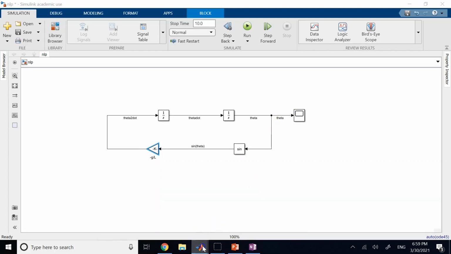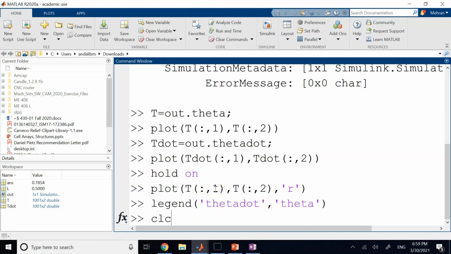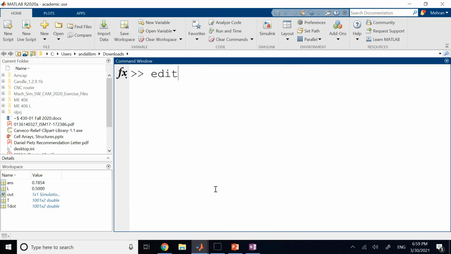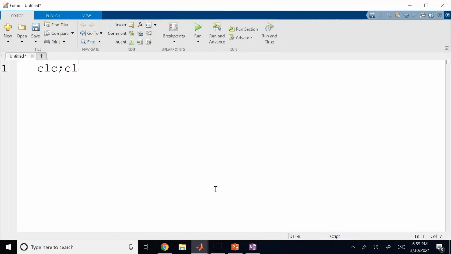Sure. What I need is, I go here and create a script, and in that script I provide a bunch of numbers for L. So I say length is equal to what? From 0.5 with increment of 0.25 to 2. Okay, so I change the length from half a meter to 2 meters with increments of 0.25.